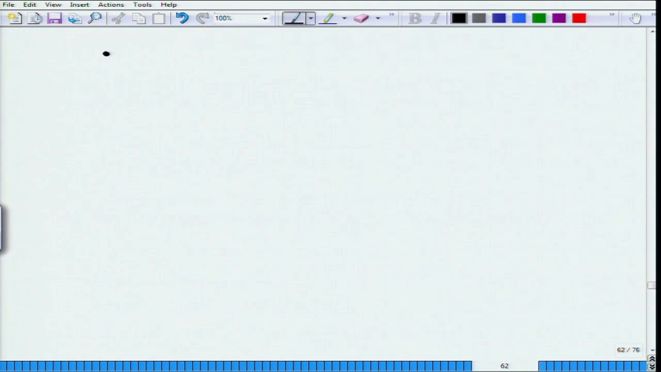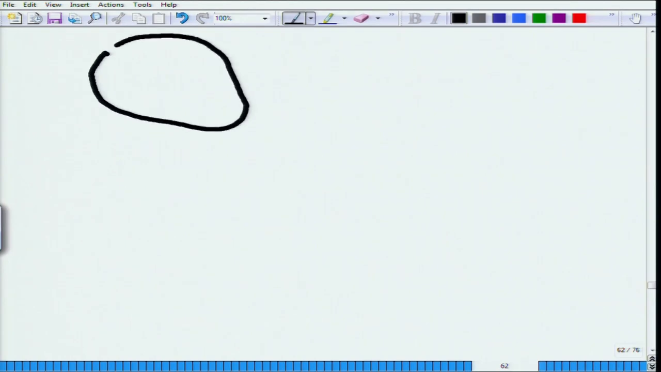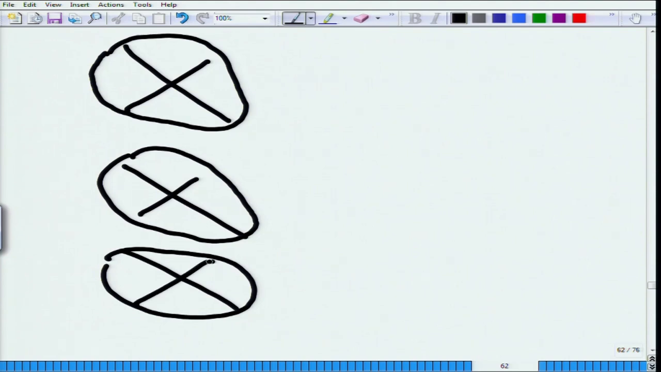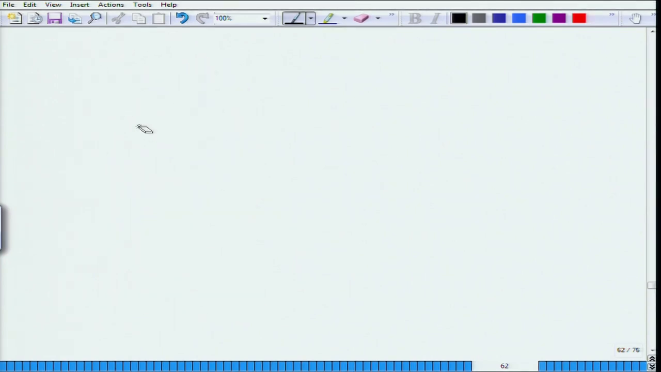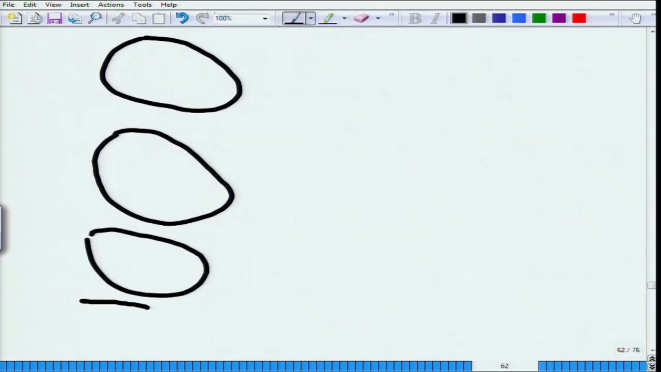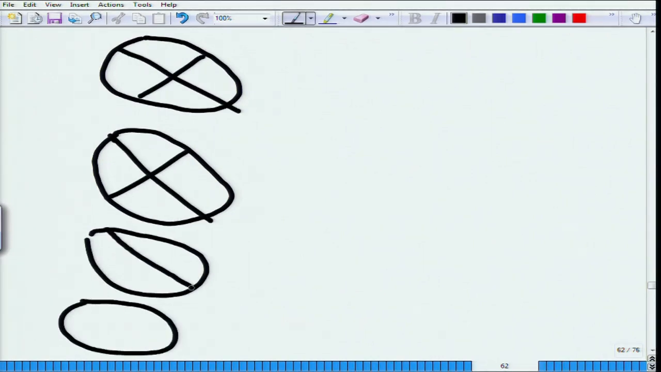So let us start with this. Let me draw four chambers, that will be easy. 1, 2, let me redraw it, because I cannot accommodate it here. So, 1, 2, 3 and 4. Okay, fine.